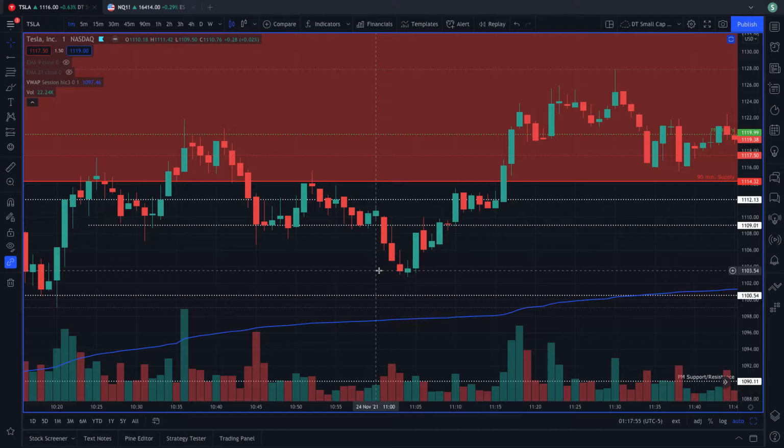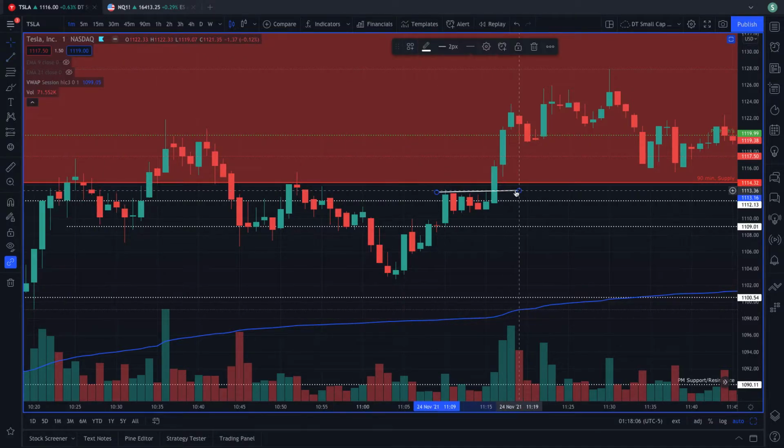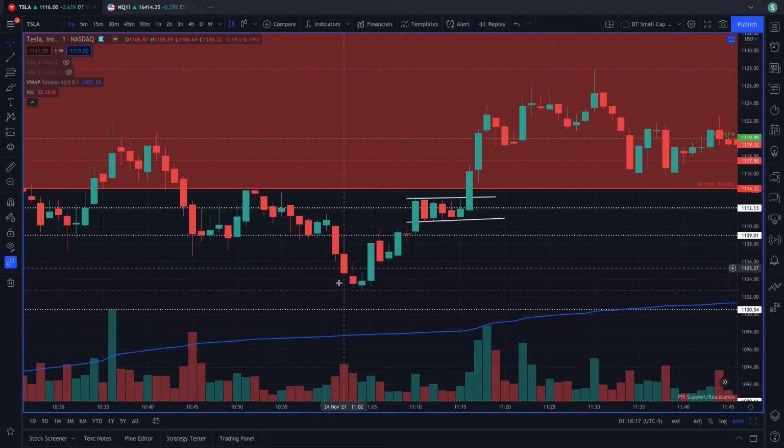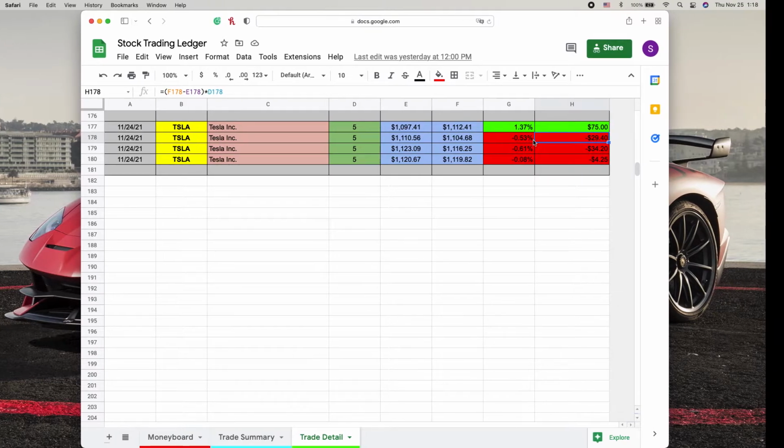It was just unfortunate because I could have just held it when it went back up to break even. Plus we had that flat top breakout here, which unfortunately I did not get either, because after that loss in the trade, I was just frozen. So anyways, I took a $30 loss there, or negative 0.53% gains.